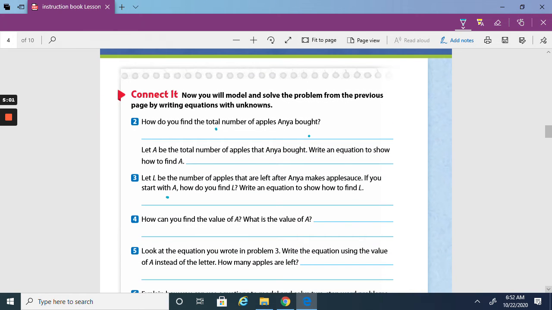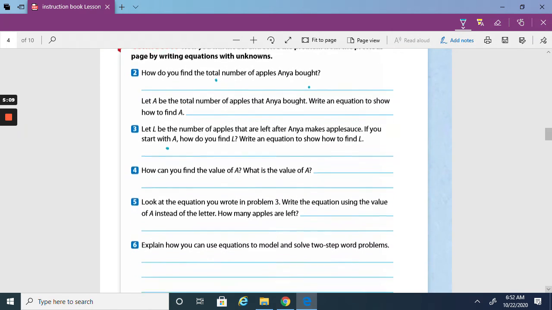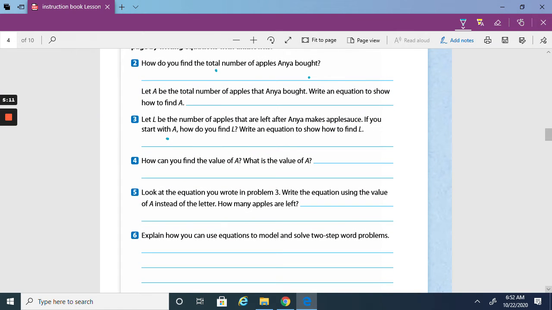Now we're going to model and solve the problem from the previous page by writing equations with unknowns. So we're going to continue to work with our same problem about Anya and her baskets of apples, and how many she used to make applesauce and how many are left. Number 2 says, how do you find the total number of apples that Anya bought? We know that Anya bought 5 baskets, and in each basket, there were 8 apples.